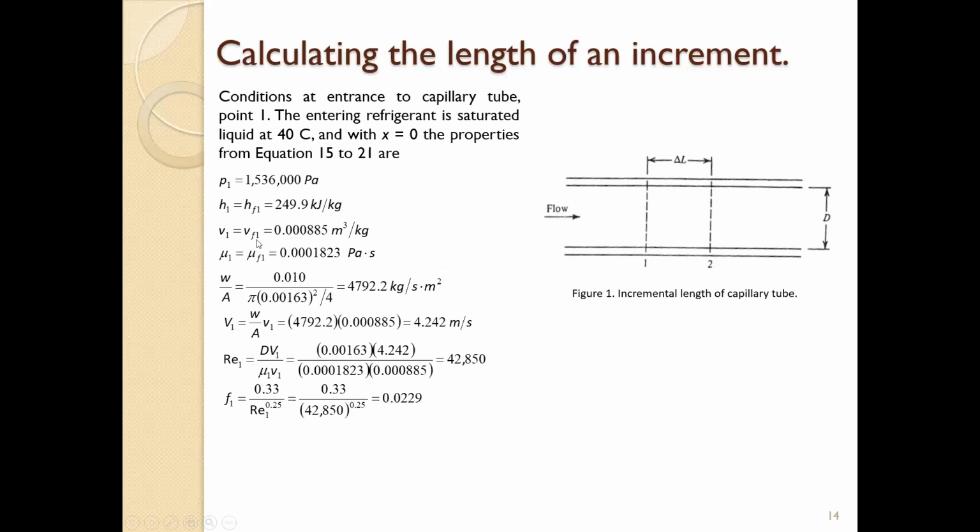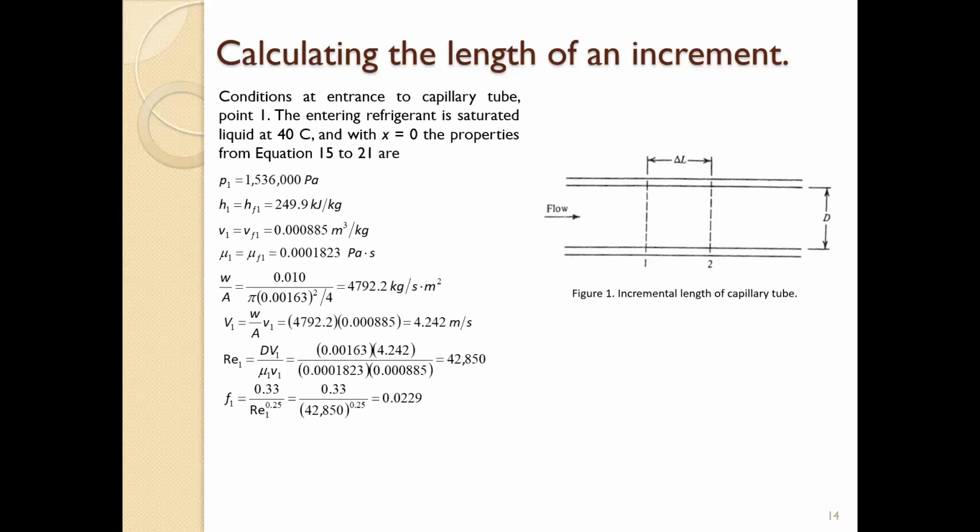So v1 is equal to vF1, which is 0.000885 cubic meter per kilogram. Mu1 is equal to muF1, which is 0.000182 Pascal second. W over A is equal to the flow rate divided by pi times 0.00160 squared over 4, so the diameter squared, which is 4792.2 kilogram per second meter squared.